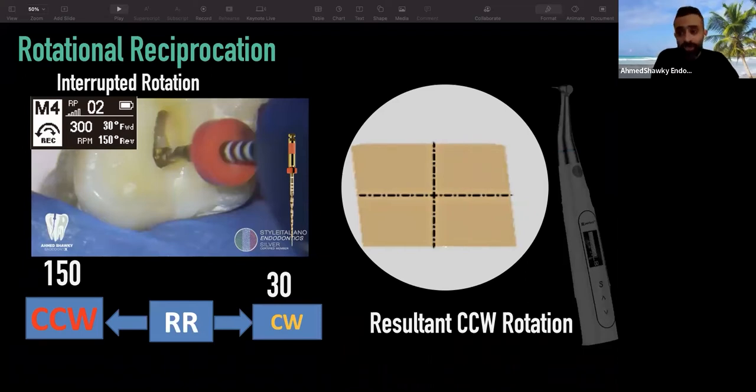Also, we have the rotational reciprocation, or the interrupted rotation. The reciprocation or the interrupted rotation is about dividing the 360 rotation into increments so that the stresses will be below the fatigue limit of the instrument. That's why we rotate in a certain direction with an angle, let's say 150 or 170, and we get back 50. So 150, 170, and we get back 50, the net is 120, right? Then we repeat it two times again to complete the 360. This is called the interrupted rotation. In the end, the file will rotate, but not in one go. It will be divided into three times, for example. And the adjustment of this is easy in the motor, as you will see in the coming slides.